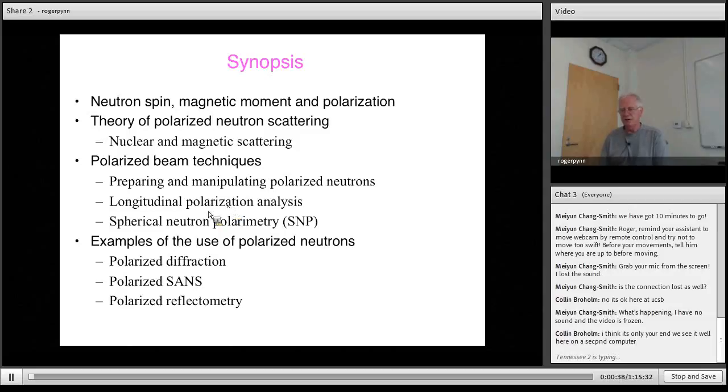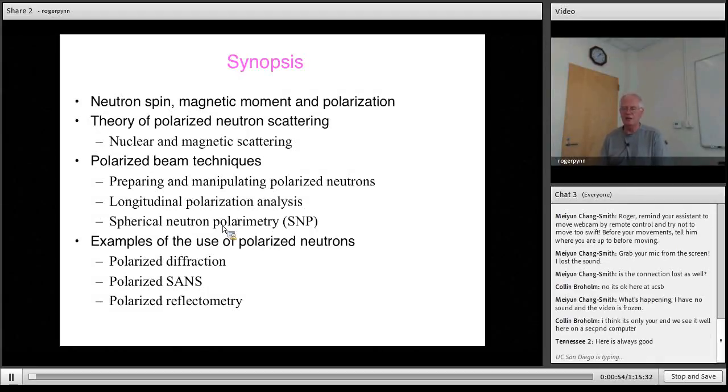In spherical neutron polarimetry, the idea is that the sample is not in a magnetic field, and so you can bring the direction of polarization of the neutron into the sample at any direction relative to, let's say, the crystallographic axes of the sample. And by the same token, you can also analyze the direction of polarization of the scattered beam.